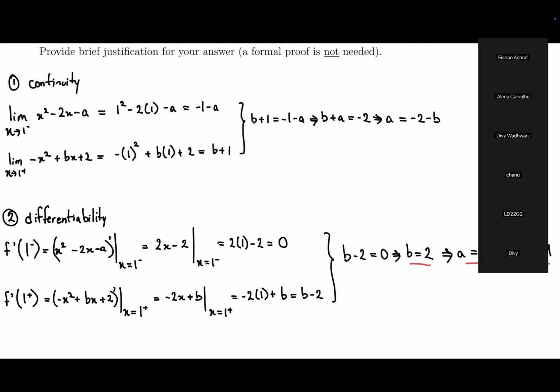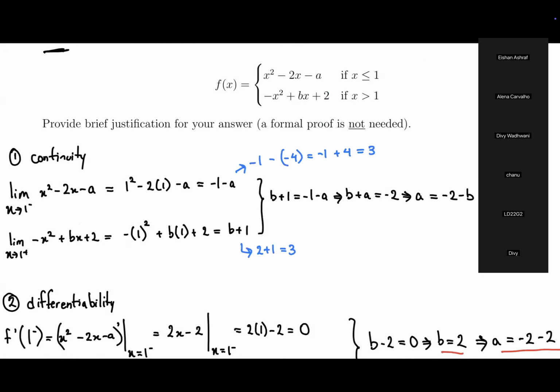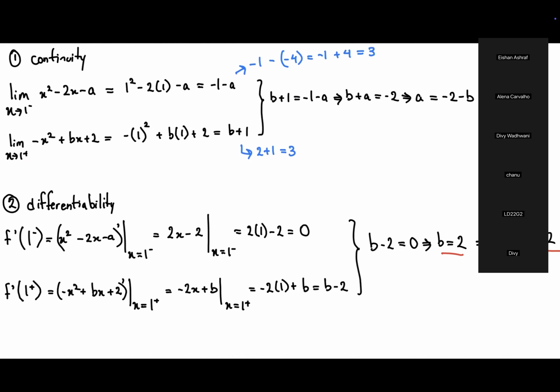You can check your answers by plugging in the values we solved for a and b. Plugging in a here, we get negative 1 minus negative 4. I'll write it out: plus 4, which gives us positive 3. Similarly, if we sub in b equal to 2 here, we get 2 plus 1, which is equal to 3. So the left limit and right limit both equal 3. That means the function is continuous at x equals 1.